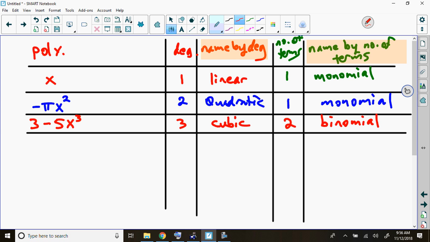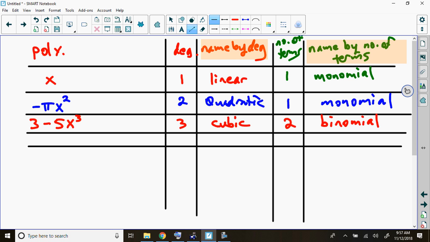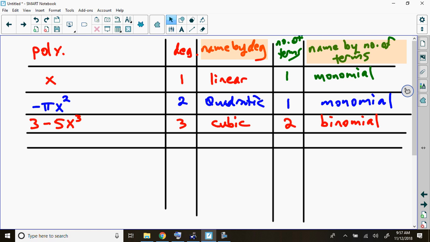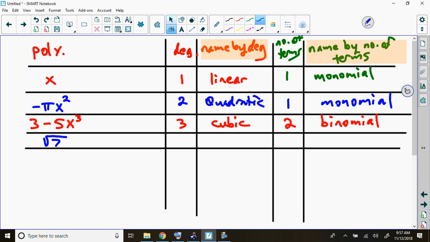Okay. All right. There's one that I probably should have inserted into the table if I could. I hate putting it this far down, but I'll go ahead and do it. We had a nice thing going. What if we just had rad 7? Is rad 7 real? It is. It's irrational, but it's still real.